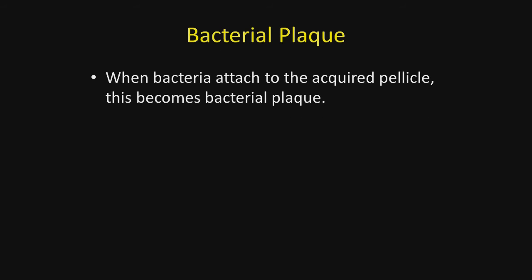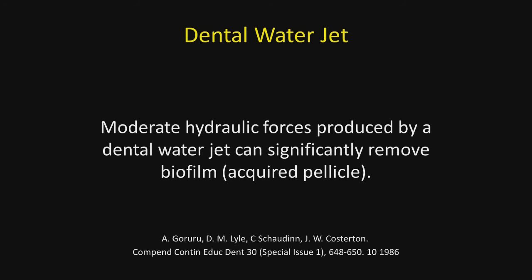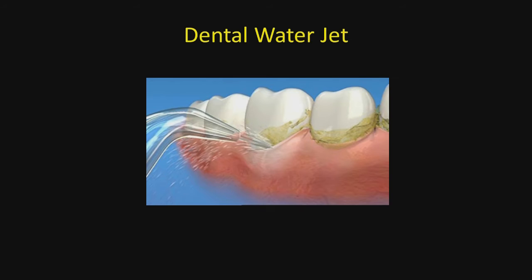How do we remove bacterial plaque? First of all, brushing and flossing, and also coming back into vogue is the use of dental water jets. And here's an article pointing out that moderate hydraulic forces produced by a dental water jet can significantly reduce the biofilm, the acquired pellicle, and if you reduce that, the bacteria are reduced as well. For many years, we poo-pooed the idea, but the idea of using water jets is coming back, and the most popular one is the Water Pik, which costs about $60.